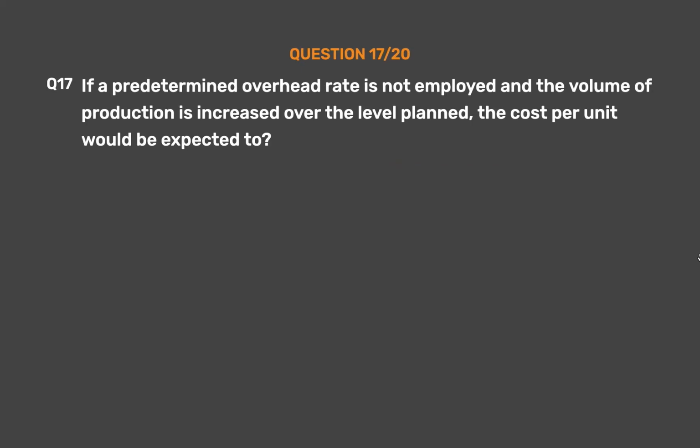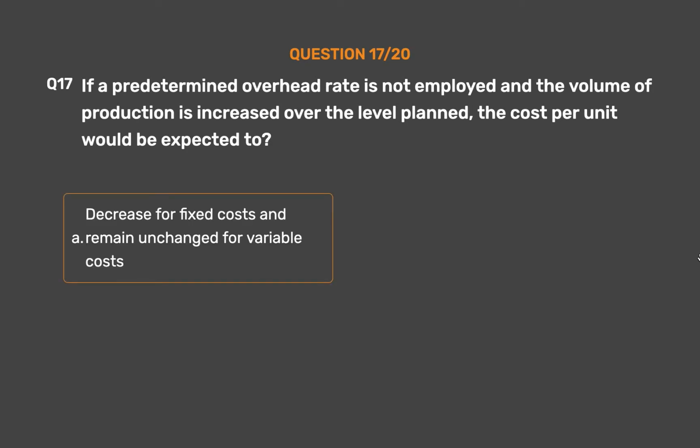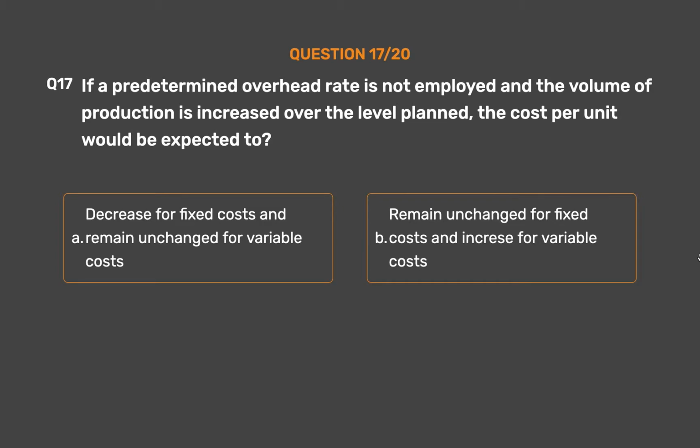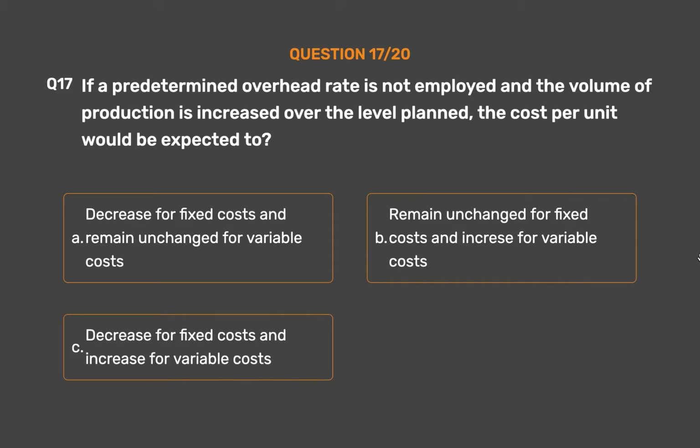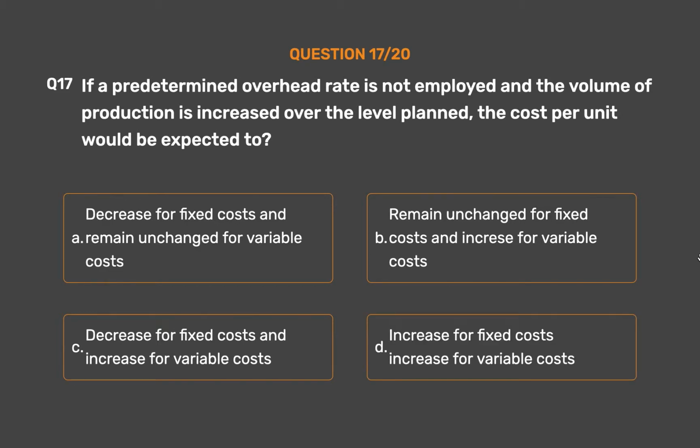Question number 17. If a predetermined overhead rate is not employed and the volume of production is increased over the level planned, the cost per unit would be expected to Option A. Decrease for fixed costs and remain unchanged for variable costs. Option B. Remain unchanged for fixed costs and increase for variable costs. Option C. Decrease for fixed costs and increase for variable costs. Option D. Increase for fixed costs, increase for variable costs.